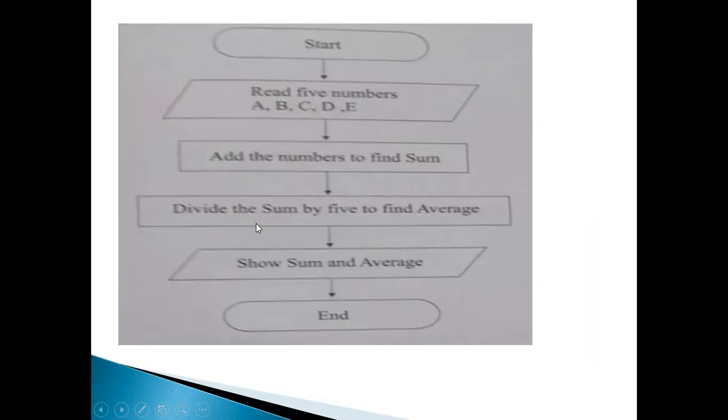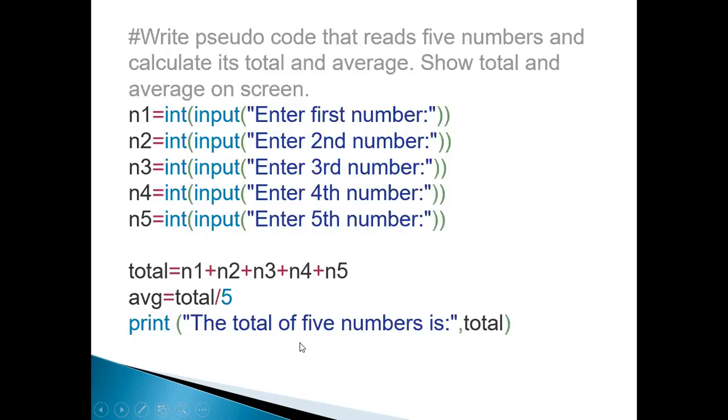And for average, divide the sum by 5 to find the average. And for output purpose, you have to show sum and average. Okay. So then for the end, you can draw an oval shape. Now here see the Python code.